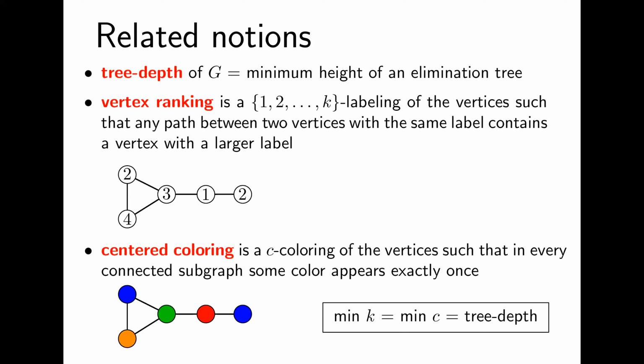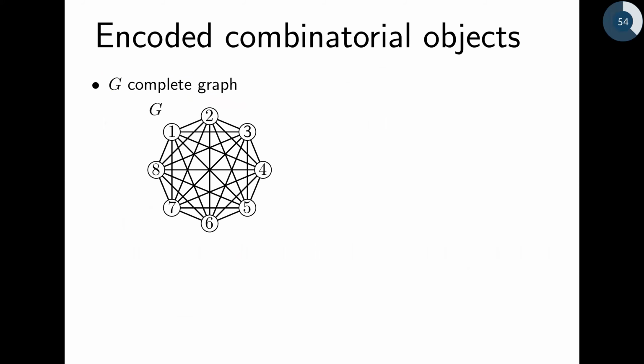Okay, as I said, these words, tree depth, vertex ranking, and centered coloring, will not appear anymore in the rest of the talk. I will only talk about these elimination trees, but there is this relation to these notions. Okay, so what I want to look at next, you may think, why should I care about the set of elimination trees? This sounds like a very obscure family of objects. Why should I care about generating precisely those guys?